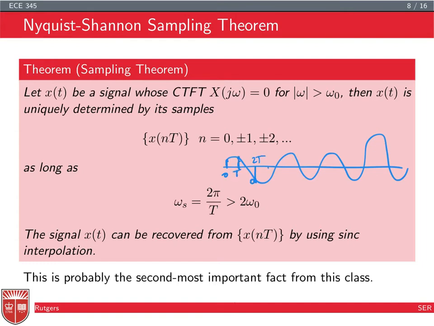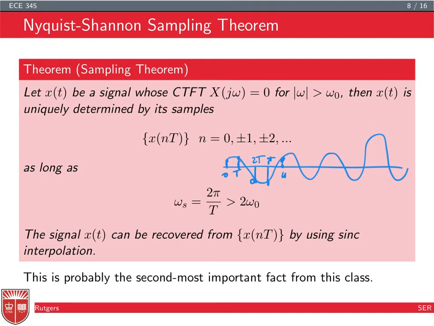So 2t, 3t, 4t. All I need, the sampling theorem says, is these values at t, 2t, 3t, 4t, and also in the negative direction, and then I can recover the signal. Now, the very important condition, which is actually the main message of the theorem, is that you can recover the signal only if you're sampling fast enough.